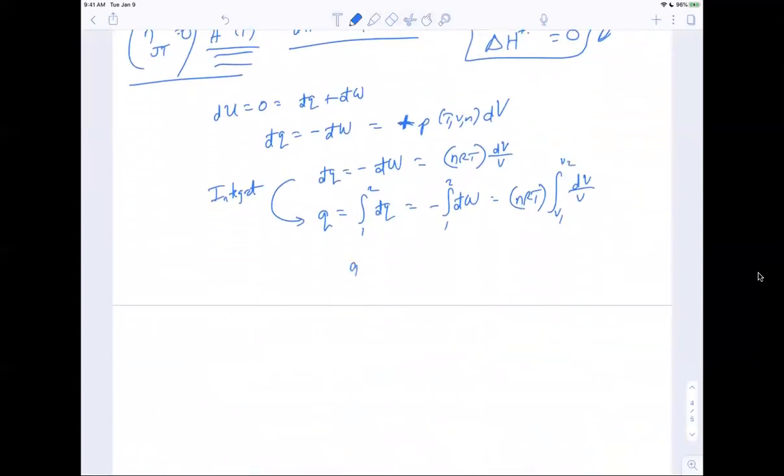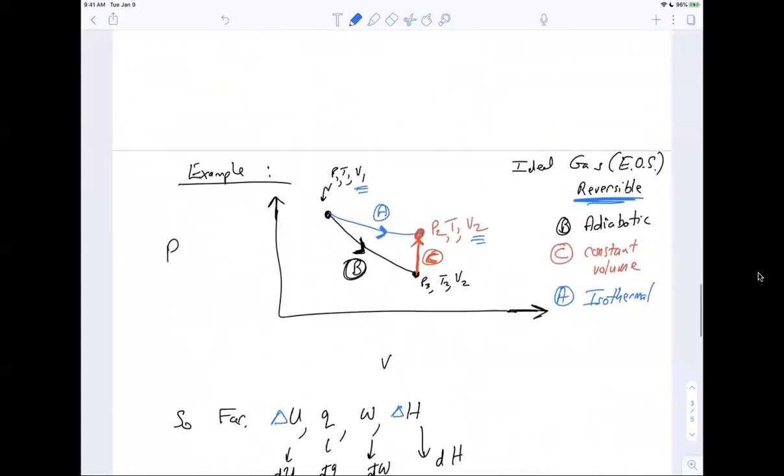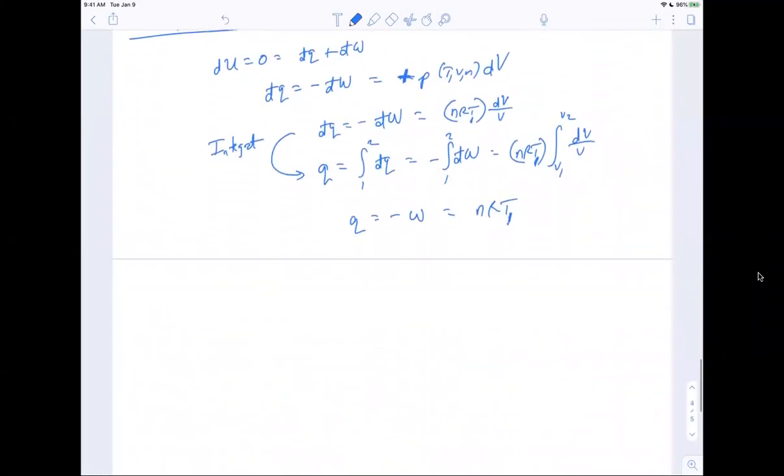But that's pretty obvious. That's just going to be nRT. And that T is really T1, so we can write T1 here. Remember, we start at T1 and we keep T1, as we see in this plot. So that T is really just T1. And this will just be log of V2 over V1. And so that gives us Q and W for this process.